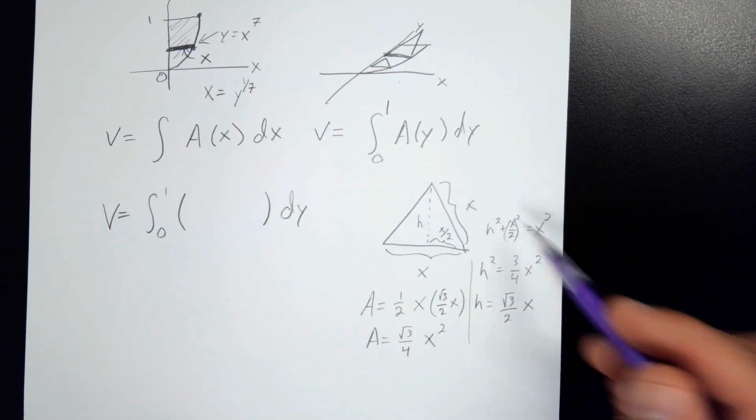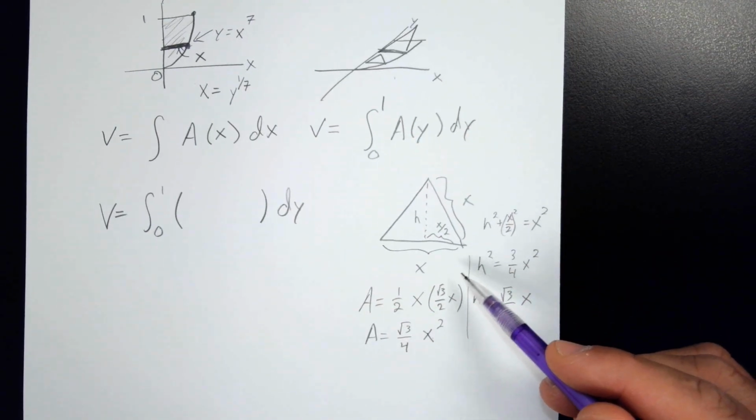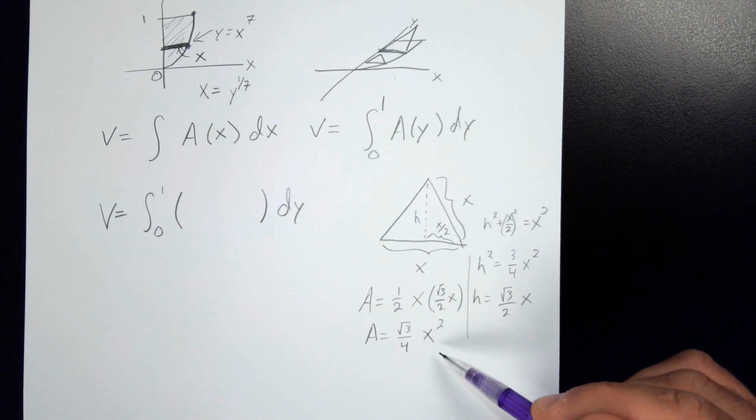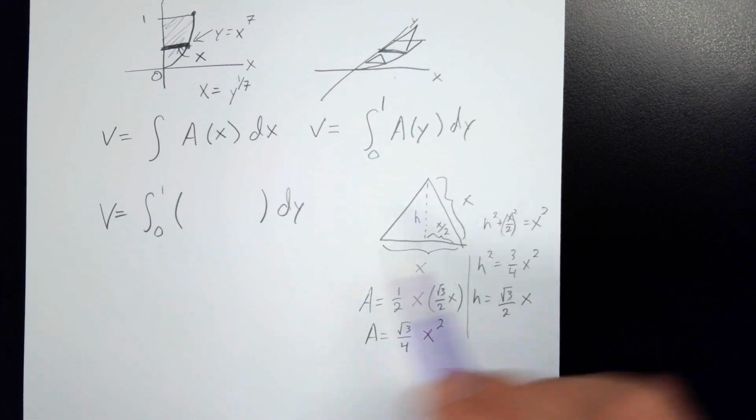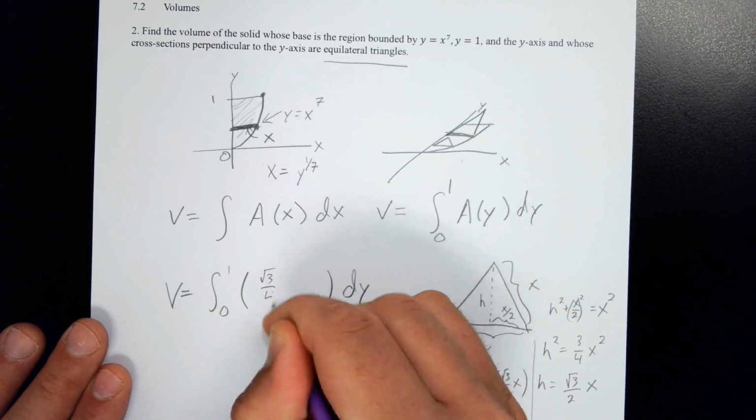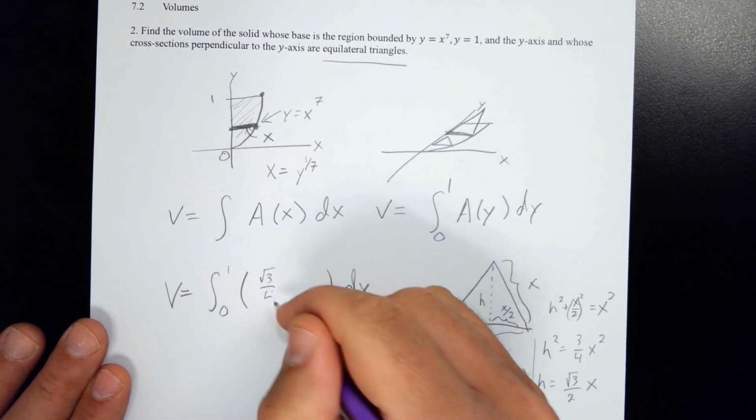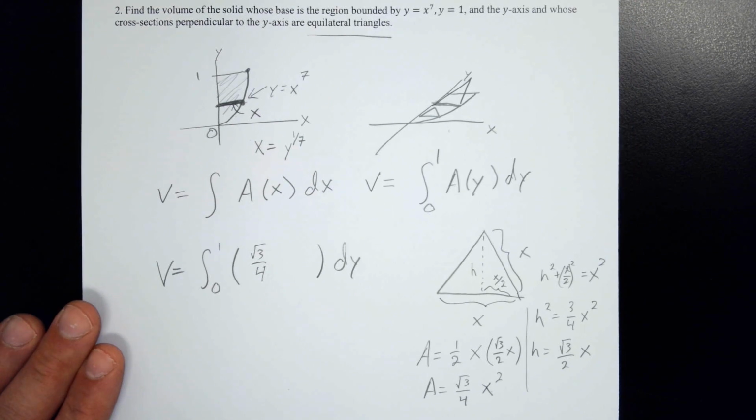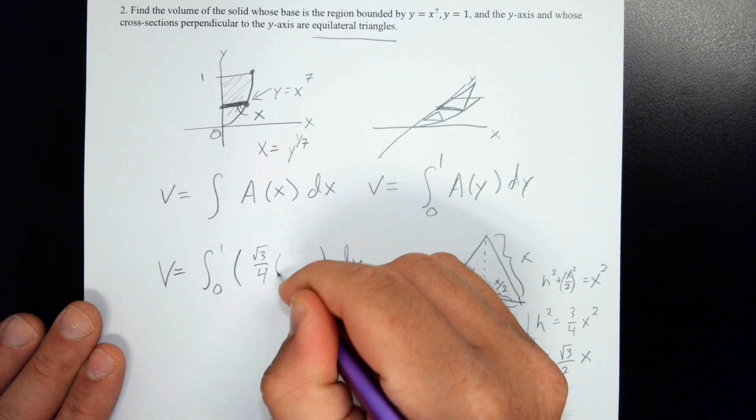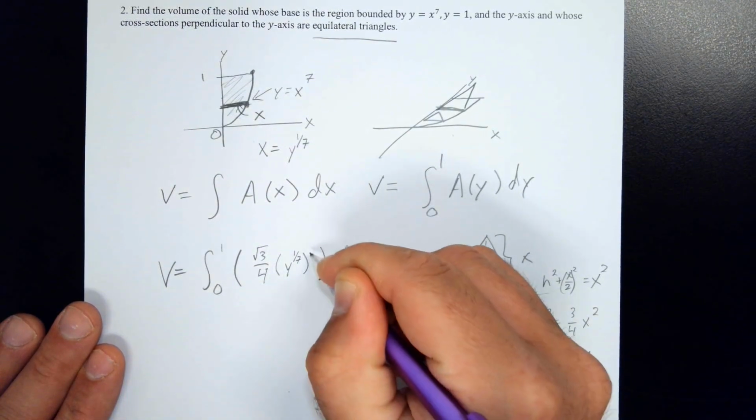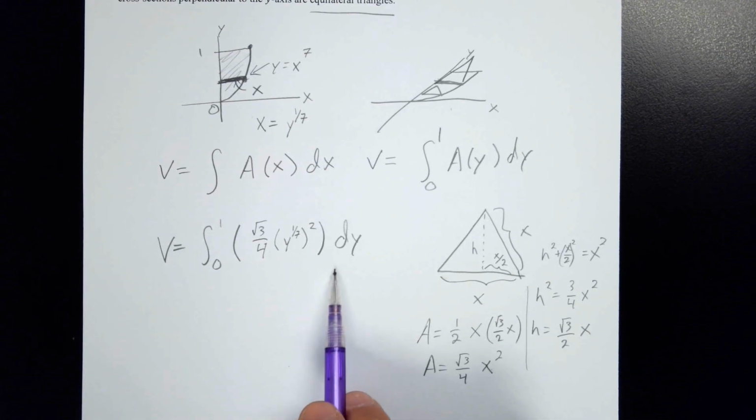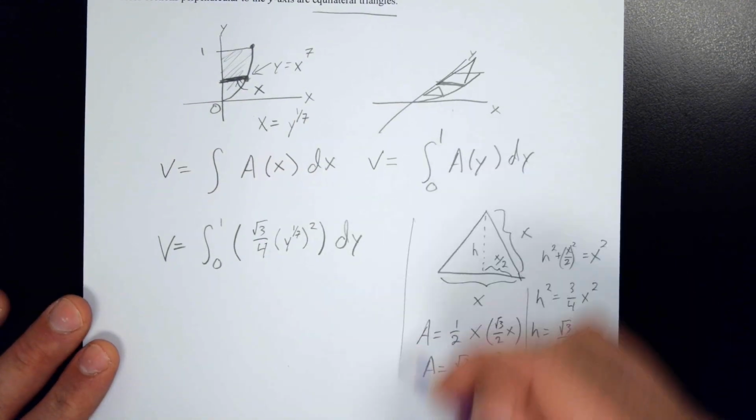Okay, so this is some side geometry. There's not a lot of calculus here, but if I want the area of an equilateral triangle in terms of its base, that's it. Now remember, it's x, but I want it in terms of y, so I'm going to write the square root of 3/4, but instead of an x squared, I'm going to write what x really is. x is y to the 1/7, and that's the thing I'm going to square right there. Okay, so I've done the hard part. I've set up my integral. Now I just need to integrate.